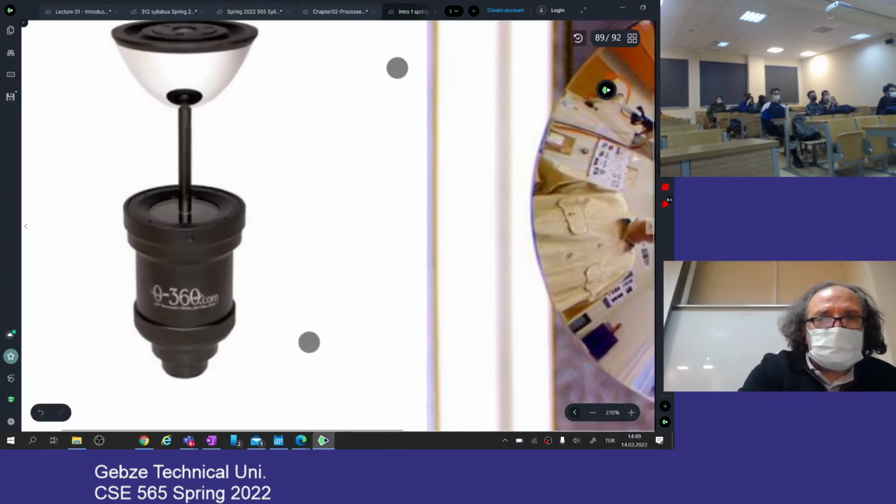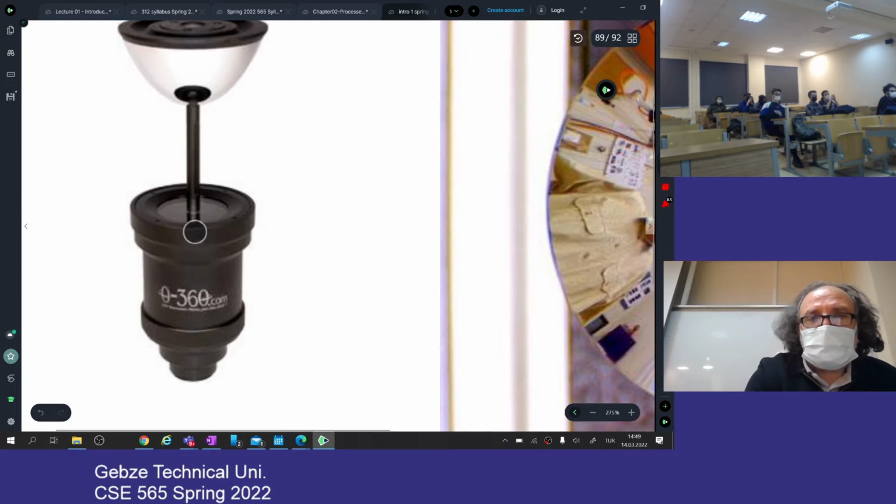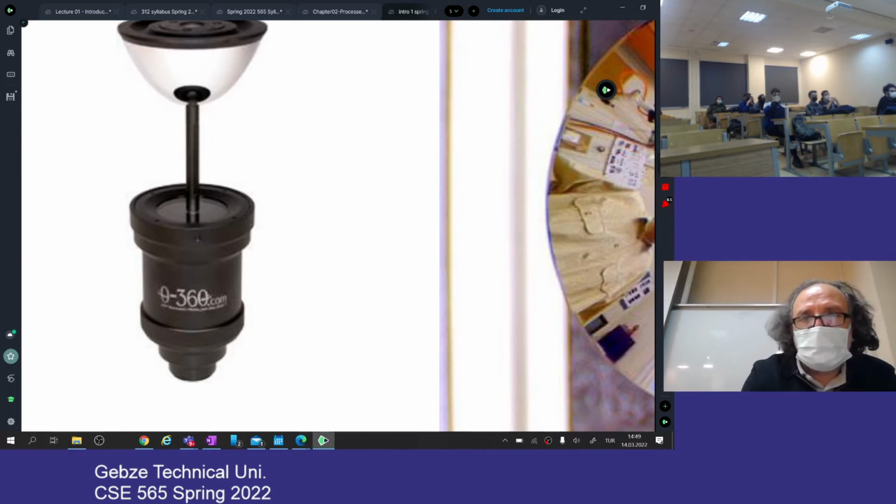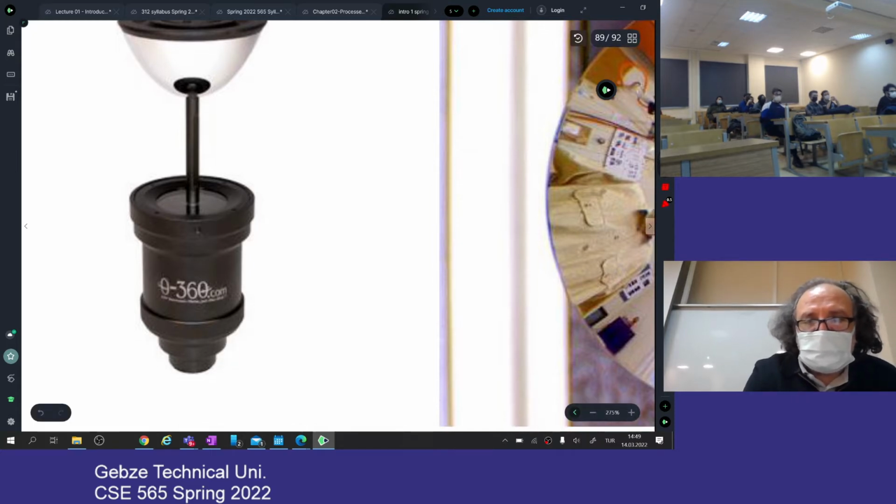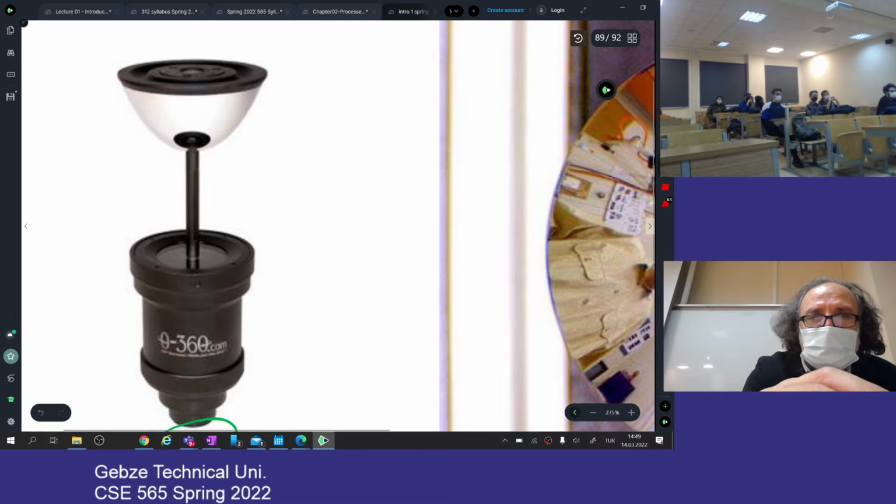Okay, let's look at this one. This is a camera. This is the standard lens. This standard lens, the camera is here. This is the camera part, looking at a three-dimensional hyperbolic surface like this.